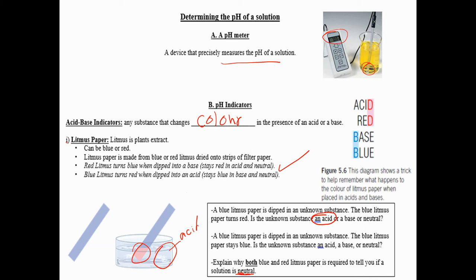A blue litmus paper is dipped in an unknown substance. The blue paper stays blue. Is it an acid, a base, or neutral? So right now you can't really tell. It could be a base, it could be neutral. We know it's not an acid because it stayed blue. Blue litmus paper stays blue in bases and neutral solutions. So we'd probably have to go test it out with a red litmus paper. And like I said, if the red changed color to blue, then it's a base. But if the red stayed red, then it's neutral.